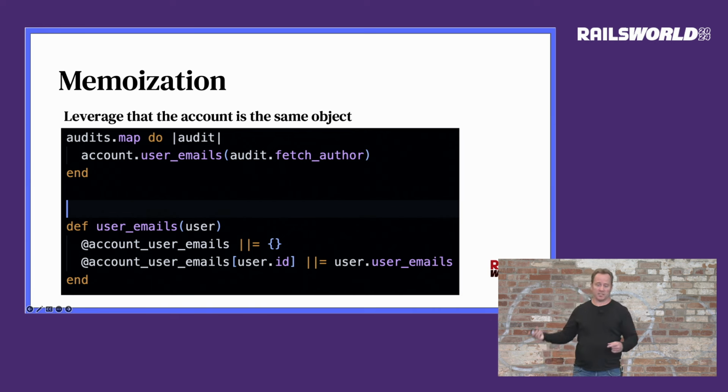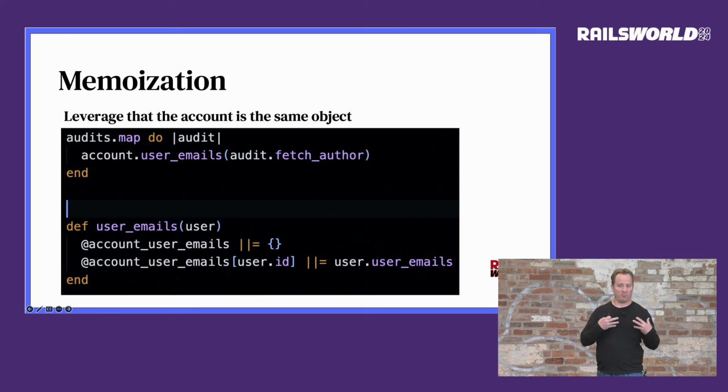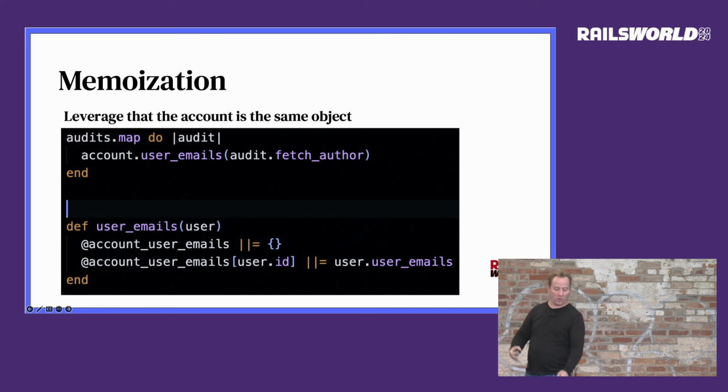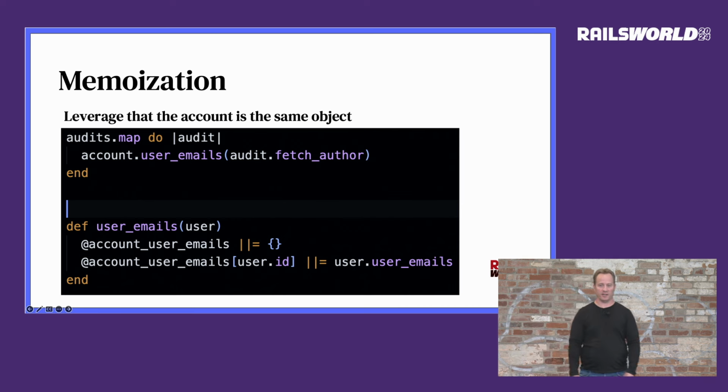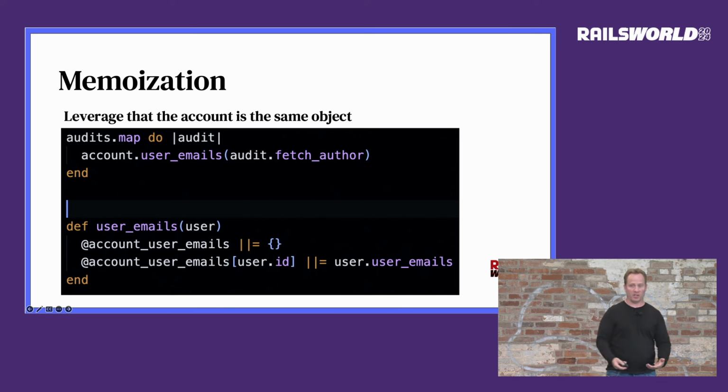If you actually leverage the fact that you have that account object that is the same account, and you put the user emails method on the account object and just pass in the user, now all of a sudden you can memoize that on the account. And if you have to use user emails any place in your request cycle, you get a memoized result every time after the first.